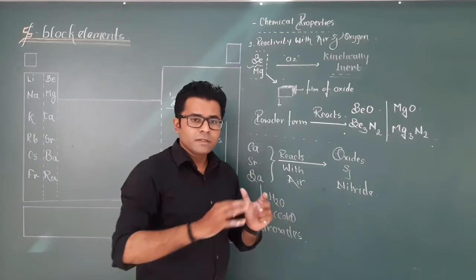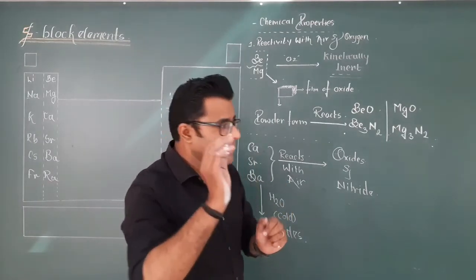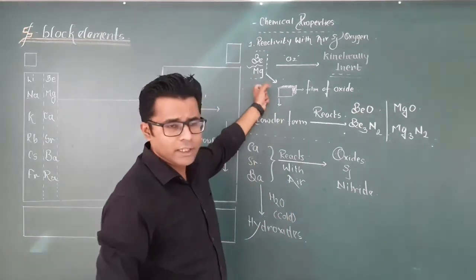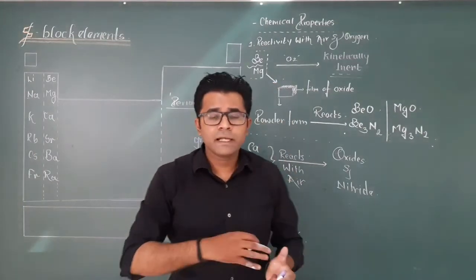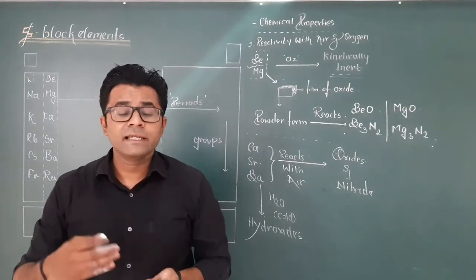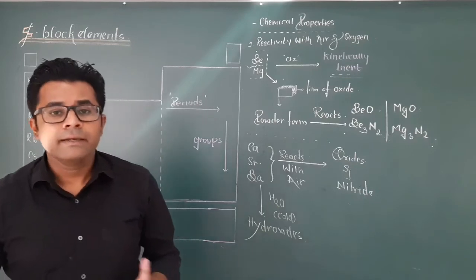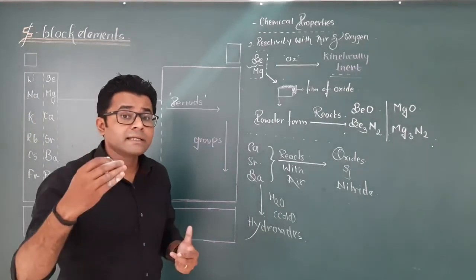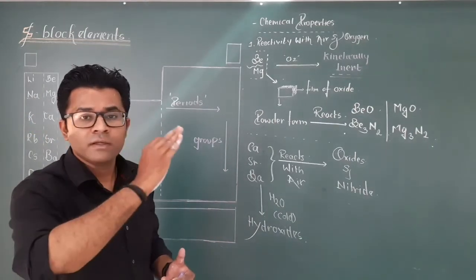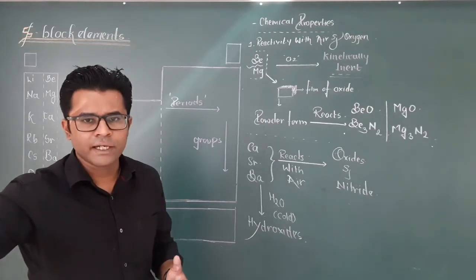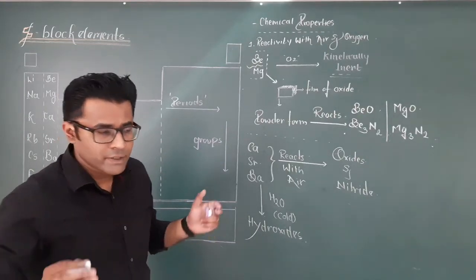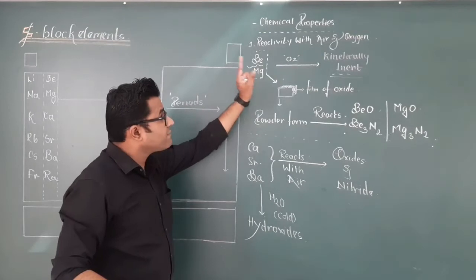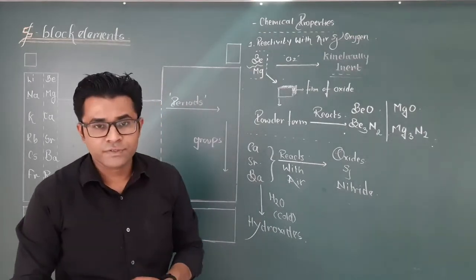In competitive exams, they will ask you one particular question on this. Why do beryllium and magnesium not react readily with oxygen? Because they are kinetically inert due to the formation of a thin layer of oxide on the top. So this is for the reactivity with air and oxygen.